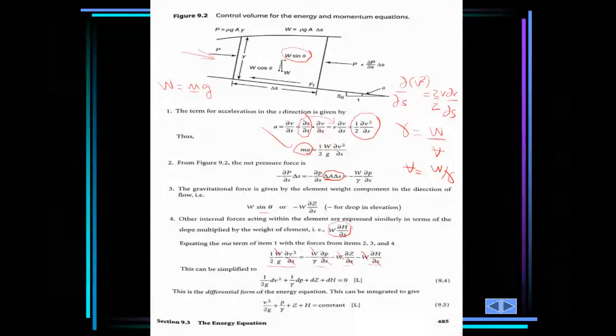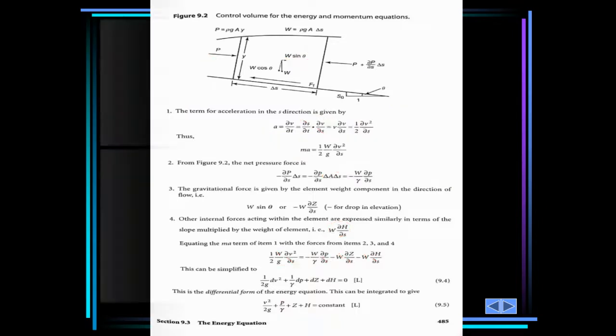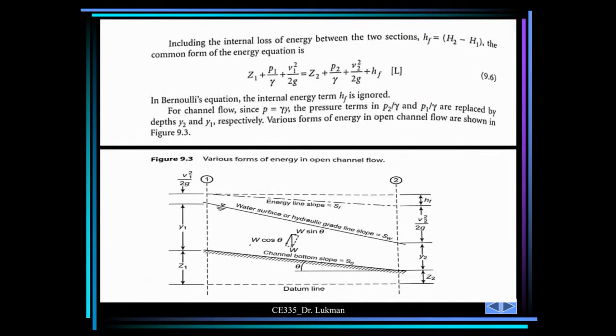We can integrate it further to have this equation. When it is integrated further, we will have v squared over 2g plus p over gamma plus z plus h equal constant. This is known as the energy equation, including the internal loss of energy between the two sections.